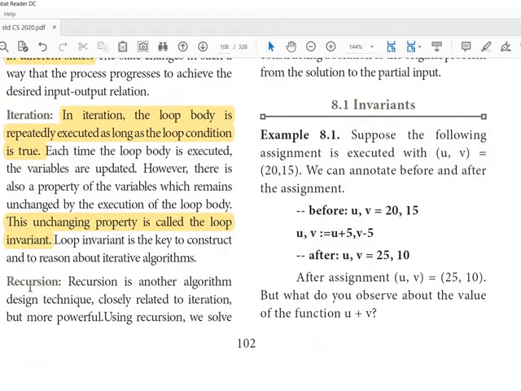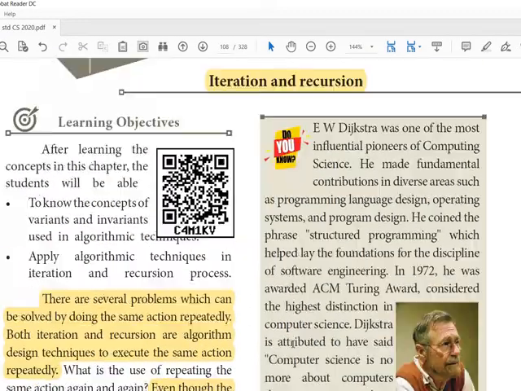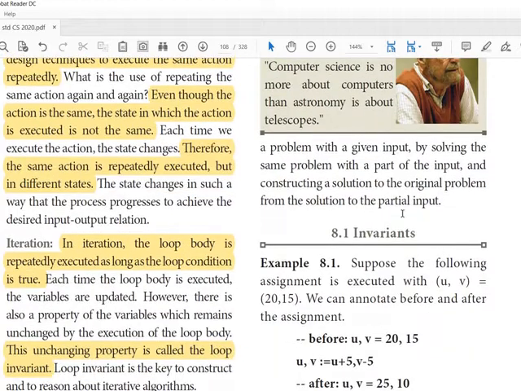Then what about recursion? Recursion is another algorithmic design technique closely related to iteration but more powerful. So it is technically more powerful than iteration. Using recursion, we can solve a problem with a given input by solving the same problem with a part of the input and constructing a solution to the original problem from the solution to the partial input. We'll see with an example what recursion is.